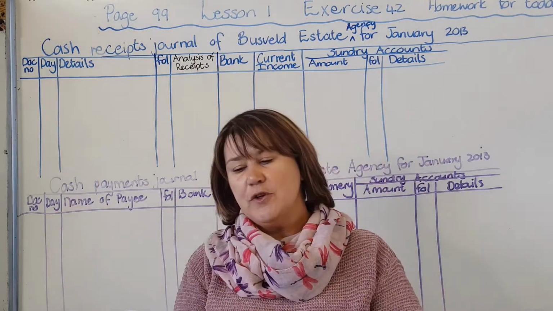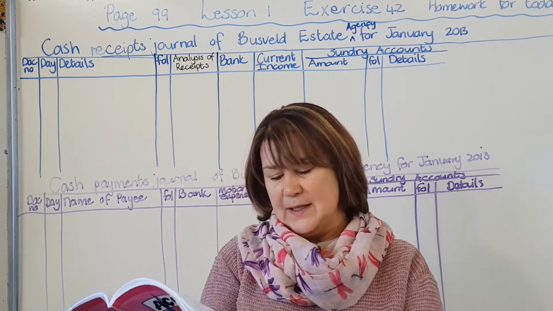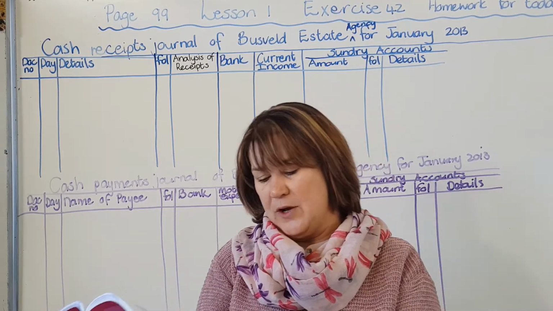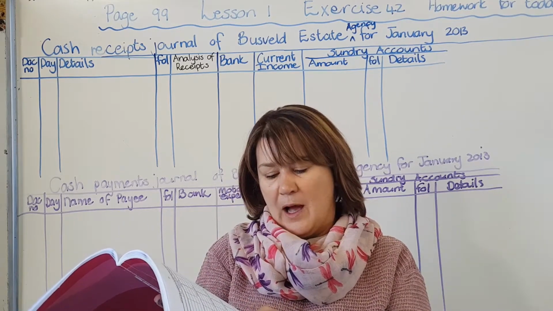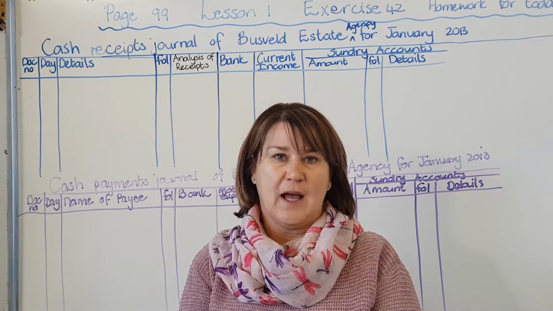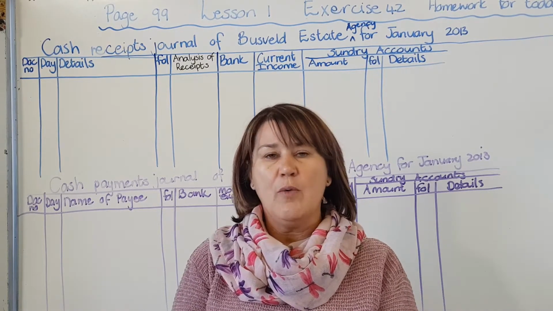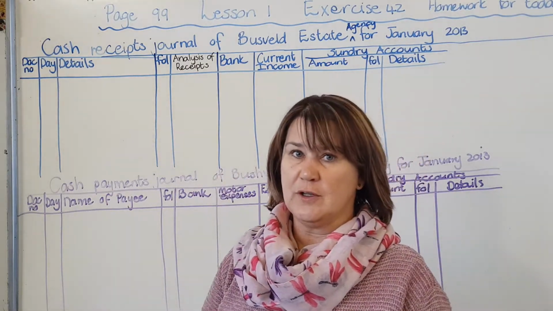Alright, so if you turn back to page 97, at the bottom, you'll see there's transactions for January 2030. The first transaction is on the 5th. I'm going to read through the transactions now and do it on the board for you. But first I want to explain the columns of each of the journals.